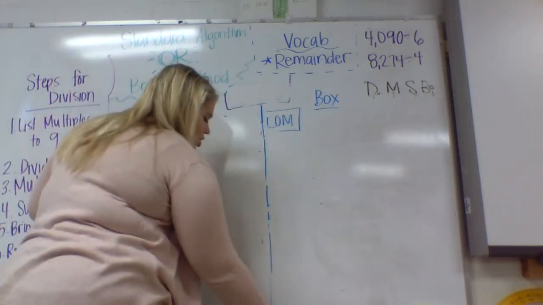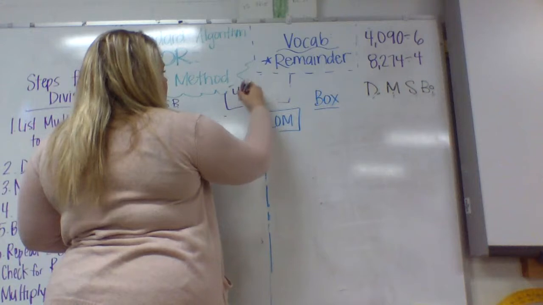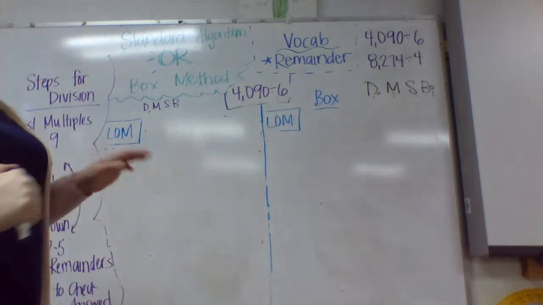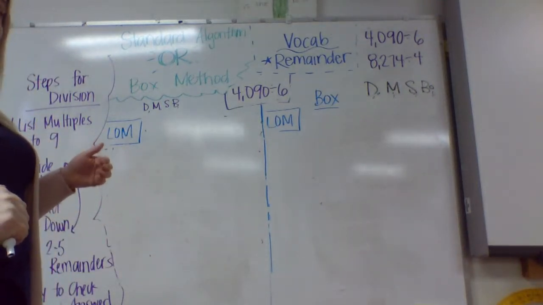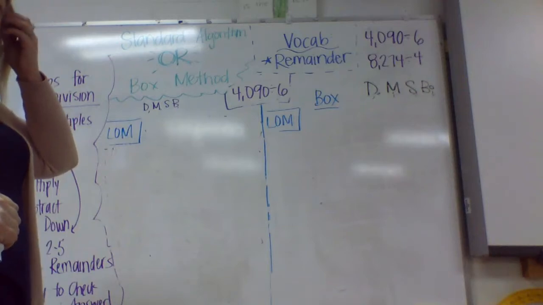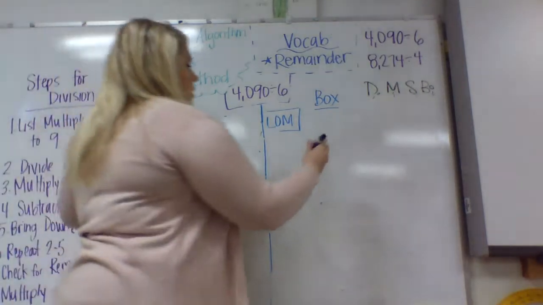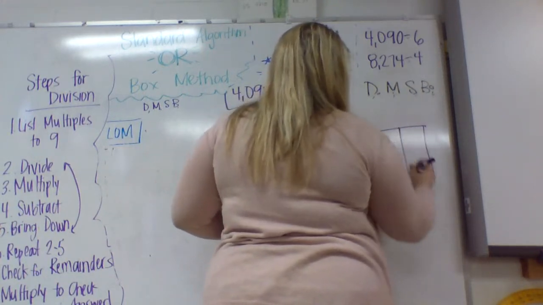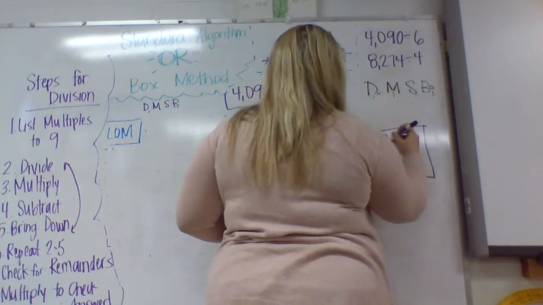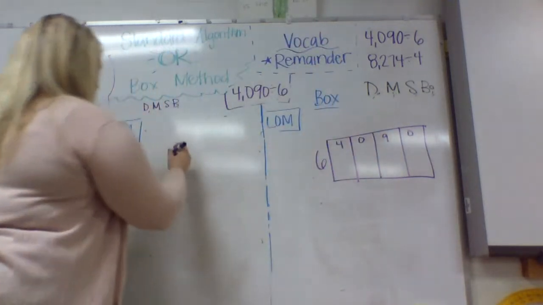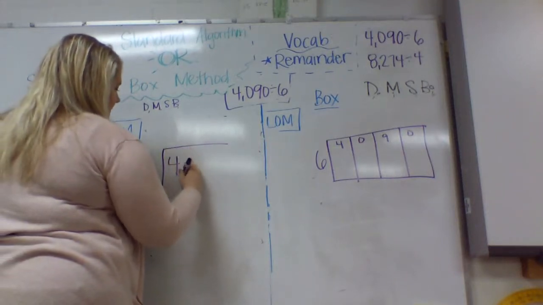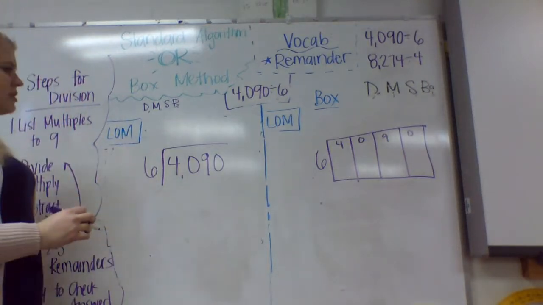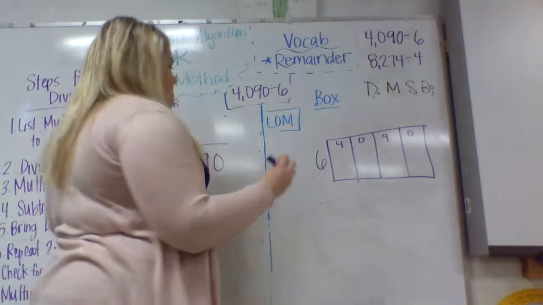The next problem we're going to do is 4,090 divided by 6. So go ahead and pause the video, work this problem out. When you are finished working it out, you can play and watch me go through them. We have our box. Okay, so the first thing we're going to do is list our multiples of 6. I'm going to start out box method this time.